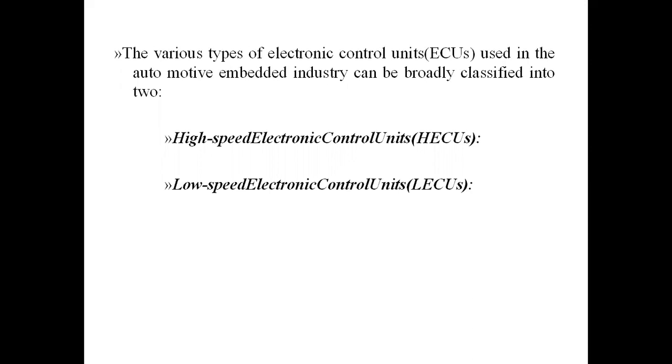Whereas if you go to low speed electronic control units, these are deployed in applications where the response time is not so critical. They are generally built around low cost microprocessors or controllers and digital signal processors. For example, these LECUs are audio controllers, passenger and driver door locks, door glass controllers, that is of power windows, wiper control, mirror control, seat control system, headlamp and tail lamp controls. These are some of the few examples of LECUs.